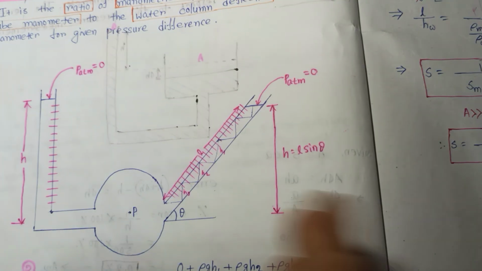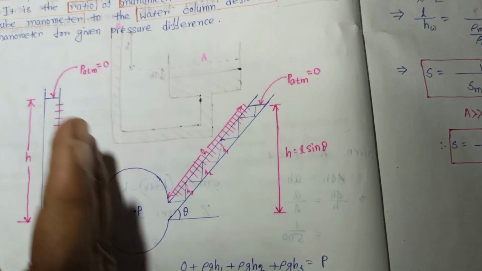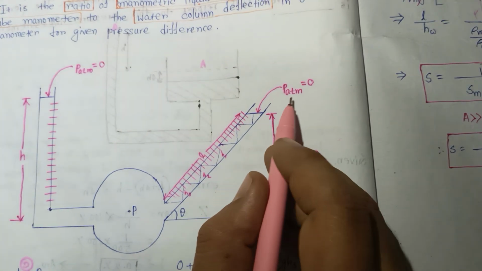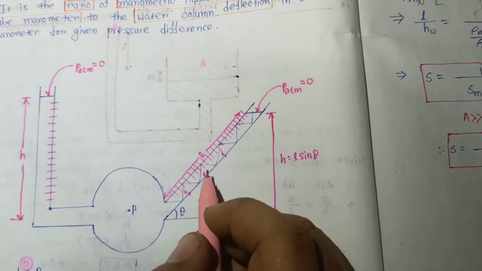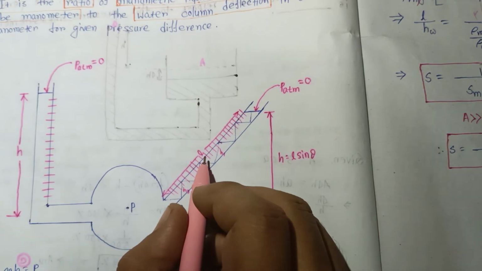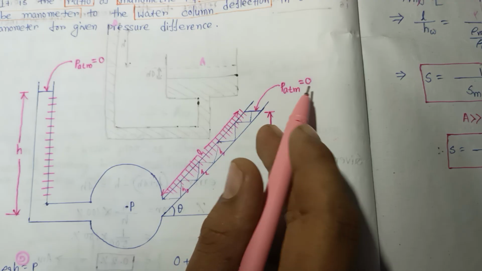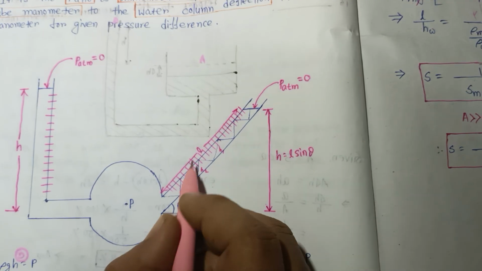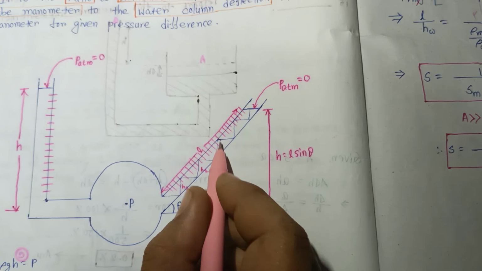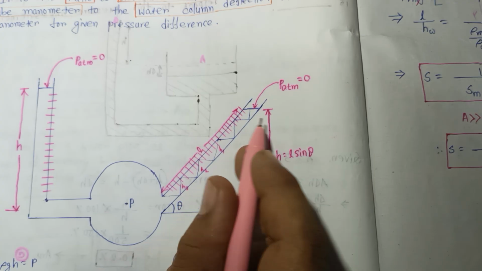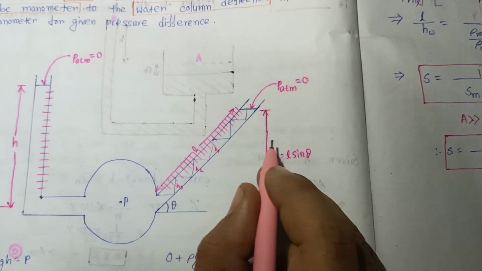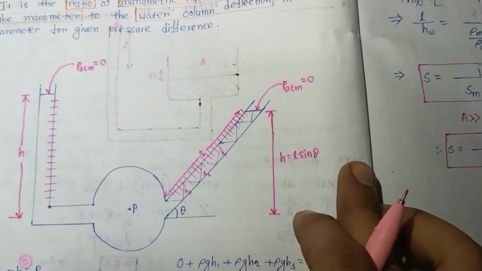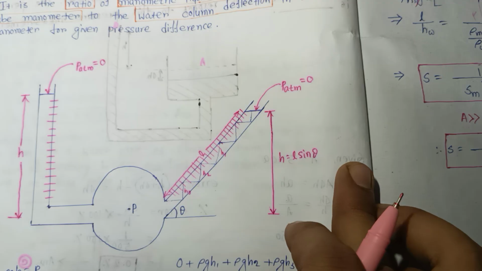But here if we incline this manometer tube like this, here theta is the angle, and the atmospheric pressure is equal to 0. Because this is a gauge pressure, that's why atmospheric pressure is equal to 0. So this is L, and consider this is H1, this is H2, this is H3. So how to calculate H? The distance H is equal to L sin theta.